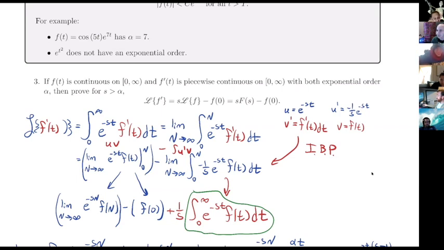Well, it's a Laplace transform. Thank you. Yes, that is a Laplace transform.